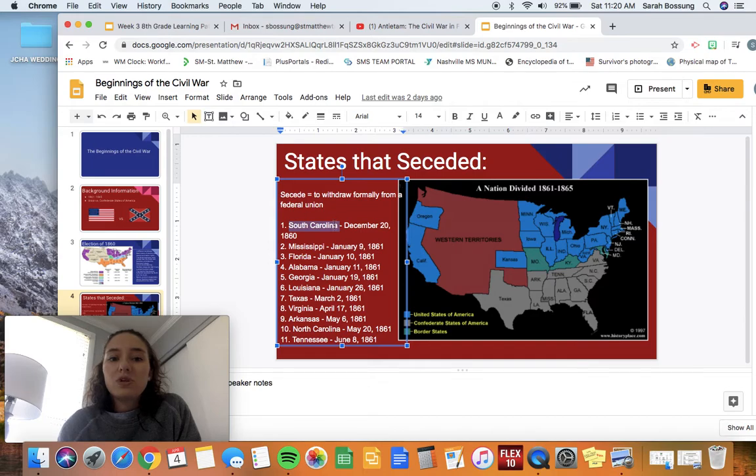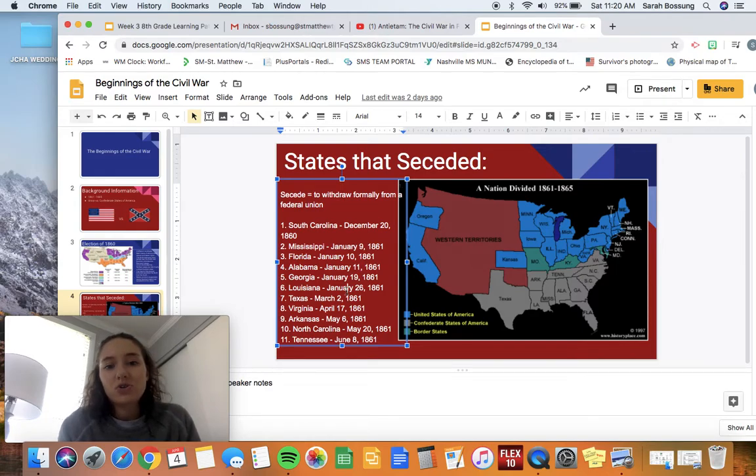So you can see all the 11 states that decided to follow. You can see Tennessee was the last one. If you know why, please tell me. South Carolina is December of 1860, and then as soon as 1861 hits, it's boom, boom, boom, boom, boom. There is a little bit of a gap between Louisiana and Texas, which I think is interesting. I'm not sure what the hesitation there was or why there was such a big gap between January and March.